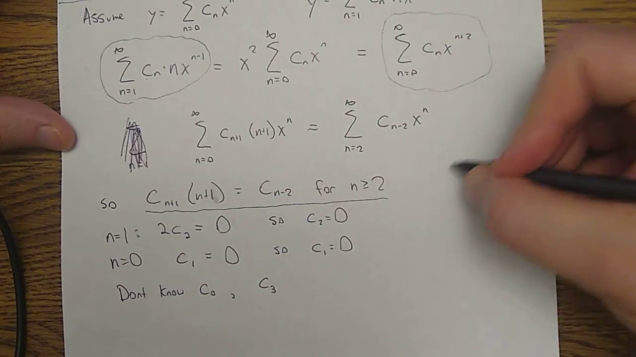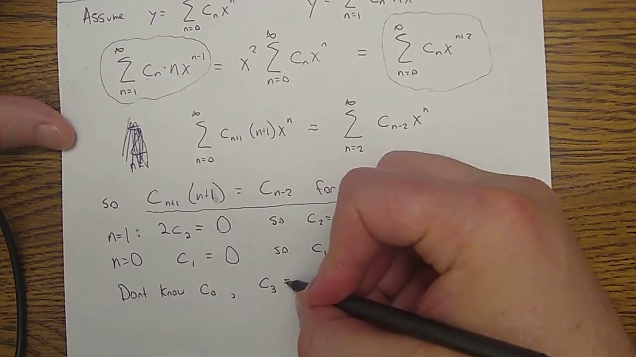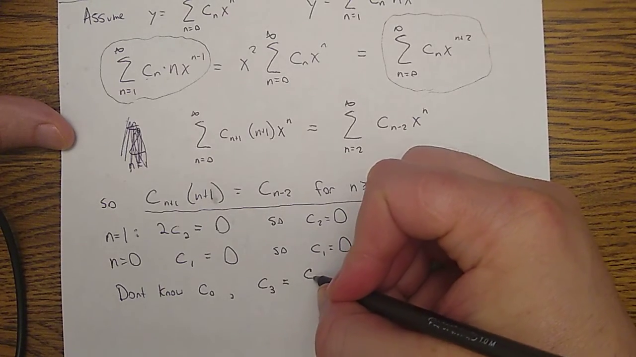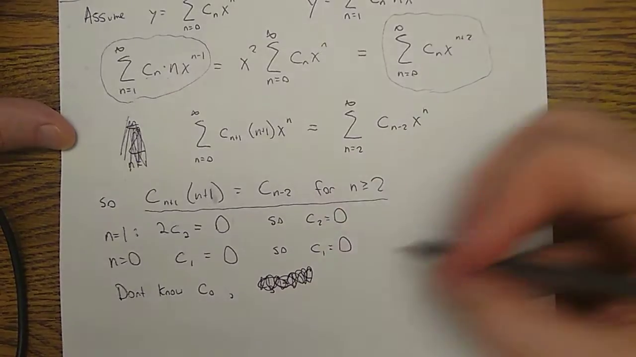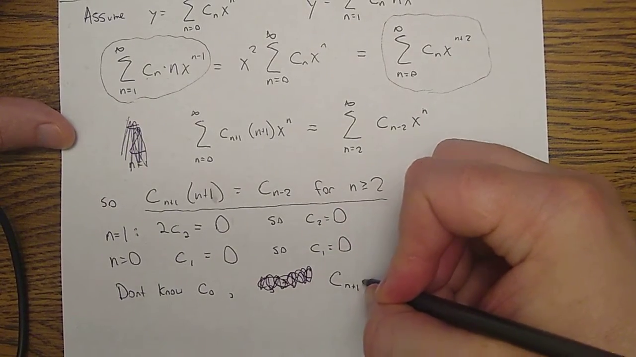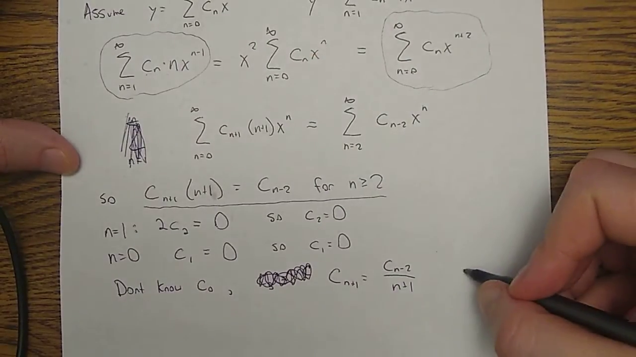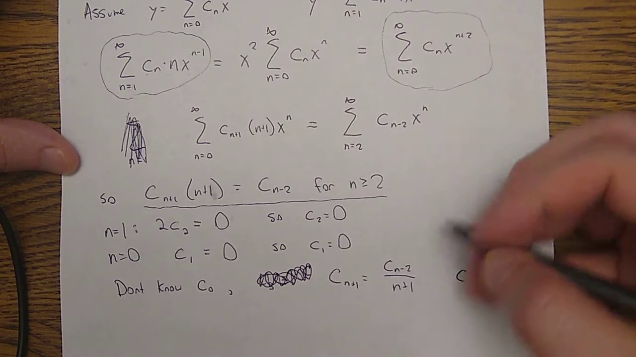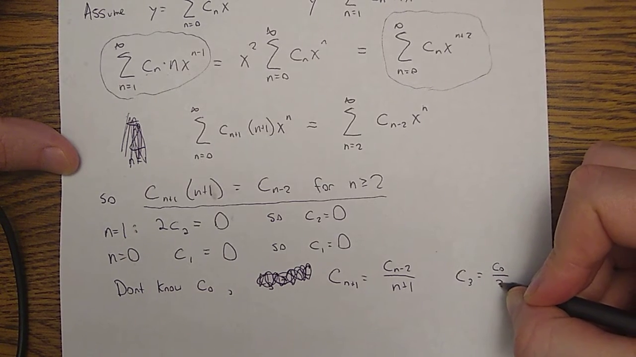Sorry, let me write the rule. I'm being a bit disorganized here. C sub n plus 1 equals C sub n minus 2 over n plus 1. That's the rule I'm using here. So C sub 3, if I'm putting in 2 for n, should be C0 over 3.